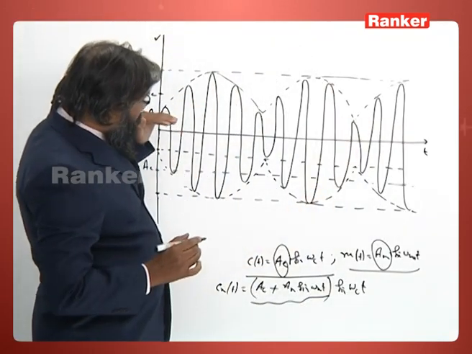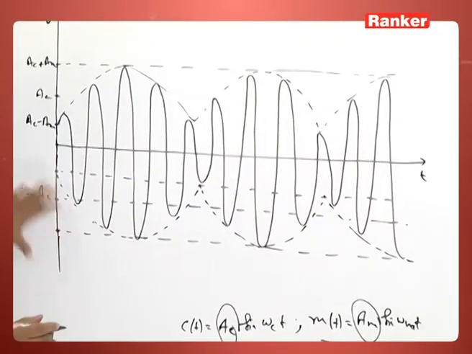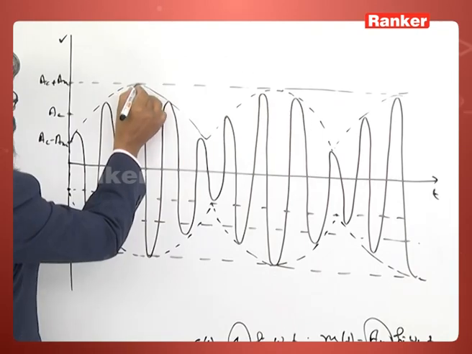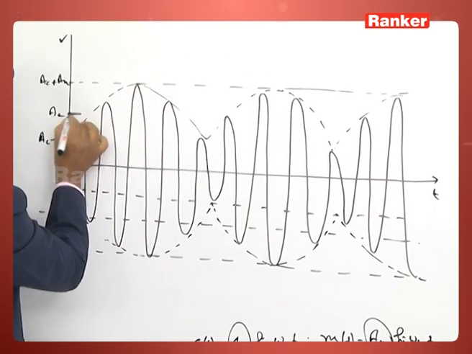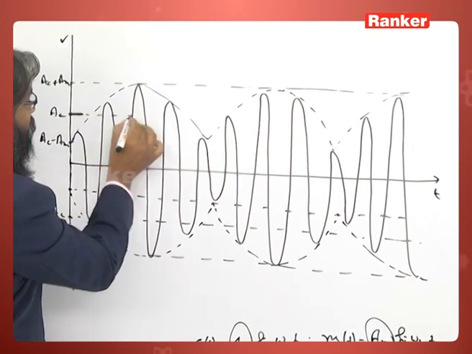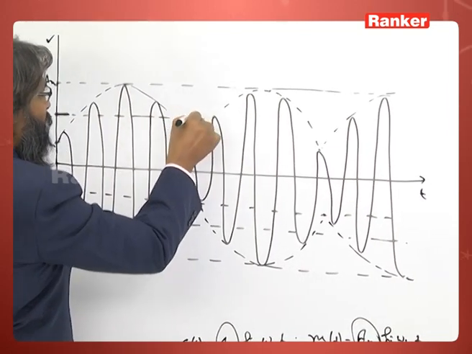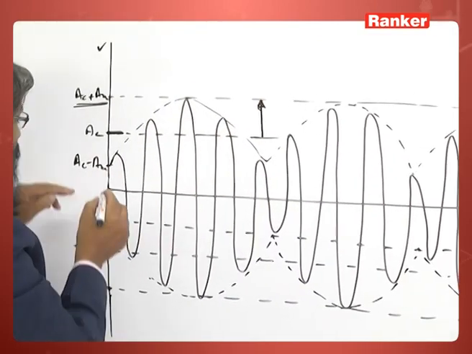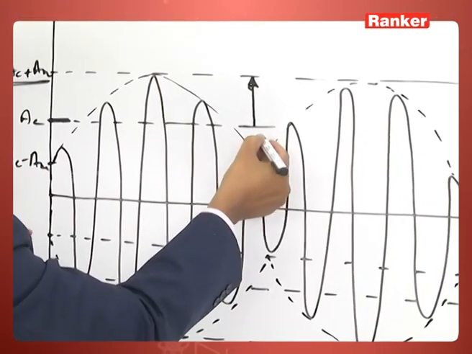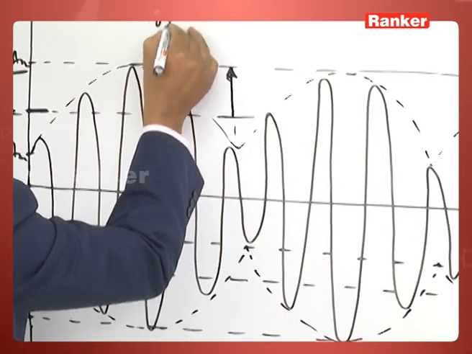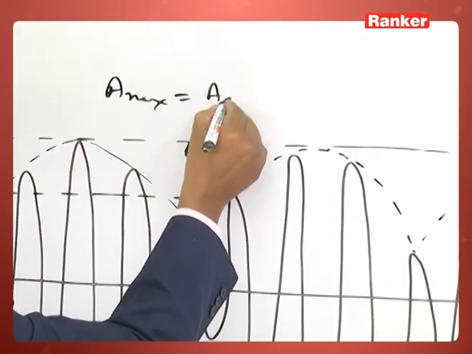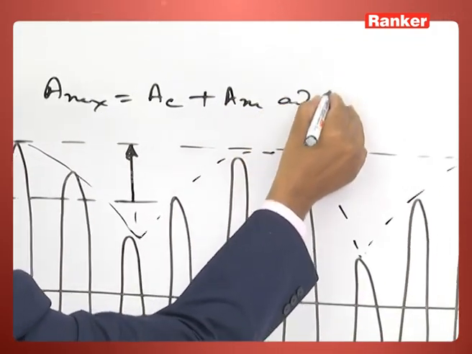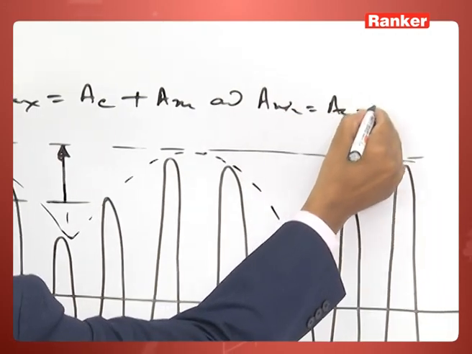So you see, please concentrate here, in this whole region. The maximum amplitude, this is the carrier amplitude AC. So what happens? The maximum amplitude is AC plus AM and the minimum amplitude is AC minus AM. So A max is the carrier amplitude plus AM and A min is equal to AC minus AM.